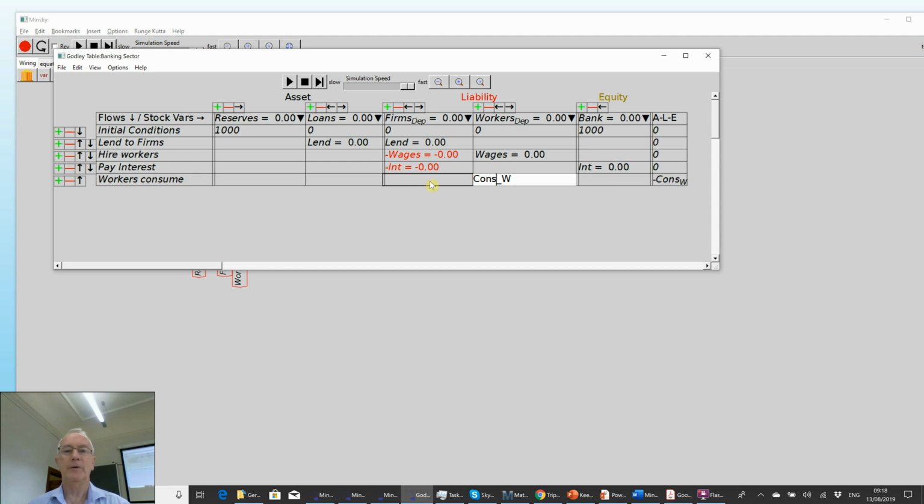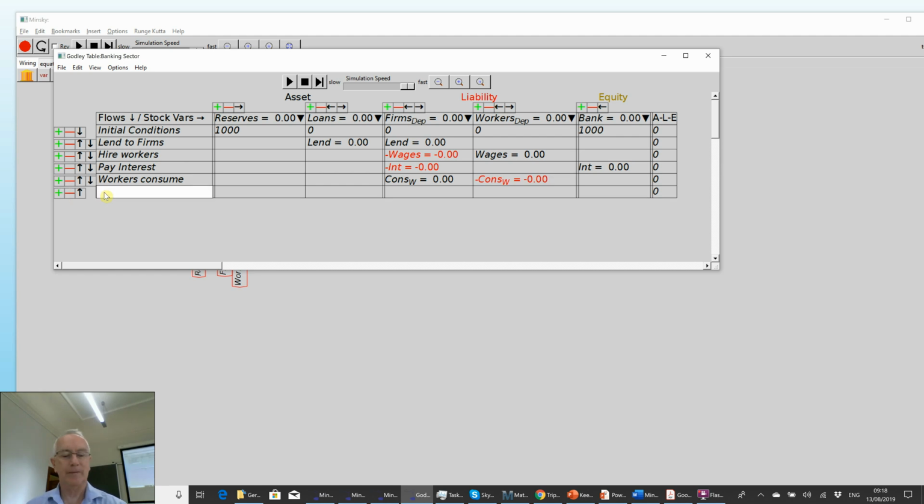Then workers consume, so I just use the underscore W to make it lowercase. Oh, by the way, I'm going to make a mistake here deliberately, just to show you what Minsky does. I should have had a minus sign there. I didn't. So we've got taking money out of the workers' account, putting into the banker's account. Minsky comes out saying the sum is minus 2 times consumption of workers. So it's showing an error. You can go back inside and just use the arrow key, go along and type a minus. And Minsky fixes up the error. So it doesn't stop you making an error, it just points out that you've made an error in terms of stock flow consistency.